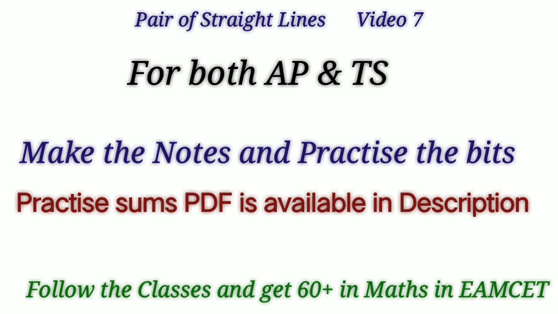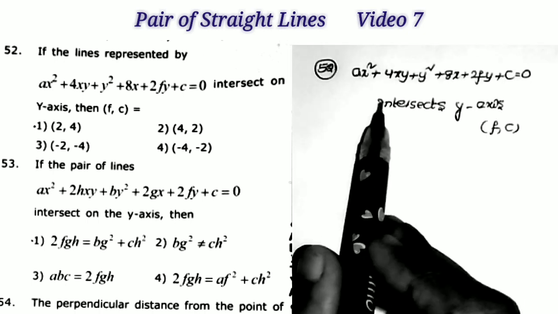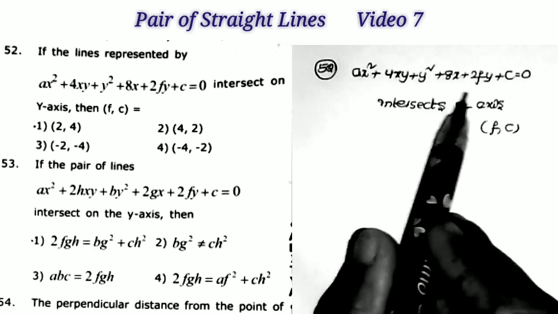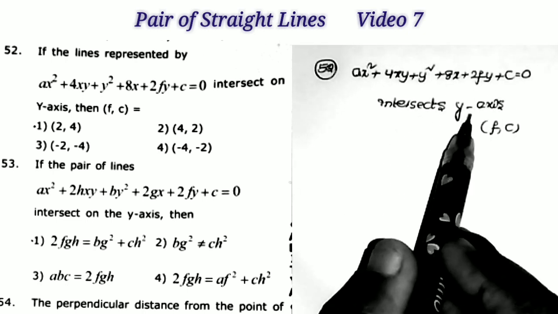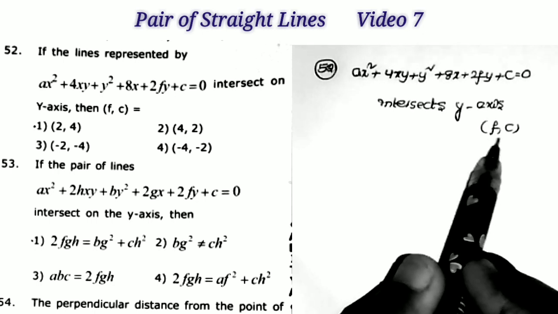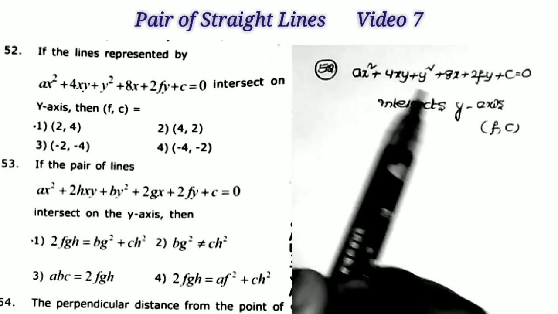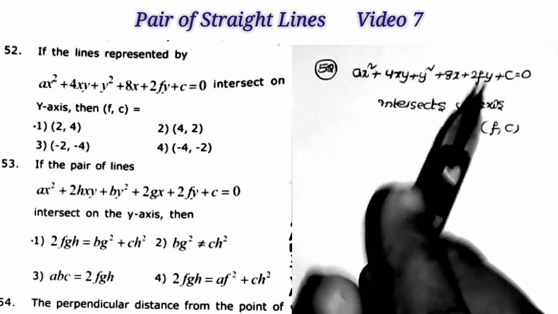Okay, let us start the class. This is sum number 52. The question is, the lines represented by the equation ax square plus 4xy plus y square plus 8x plus 2fy plus c is equal to 0 intersect on the y-axis, then what are the values of f comma c? So here one equation is given. The lines are intersecting on the y-axis. Now what is f comma c? That is the given question.